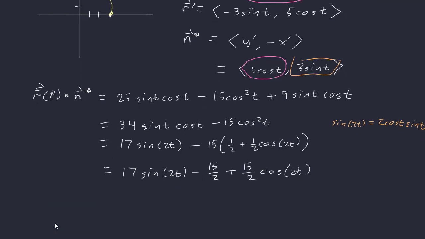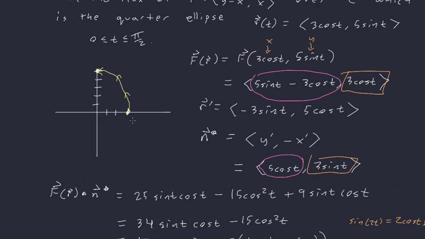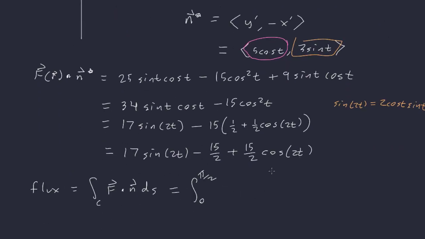Right, so the flux is going to be the integral over C of F dot n ds, okay, which will be the integral from 0 to pi over 2, right, so that comes from here, since we're only doing the quarter of the circle, okay, of this monstrosity, 17 sine of 2t minus 15 halves plus 15 halves cosine 2t dt. All right, almost there. Now we just integrate.